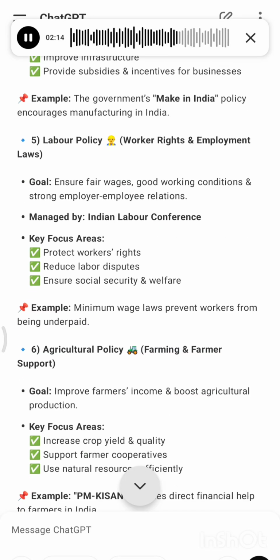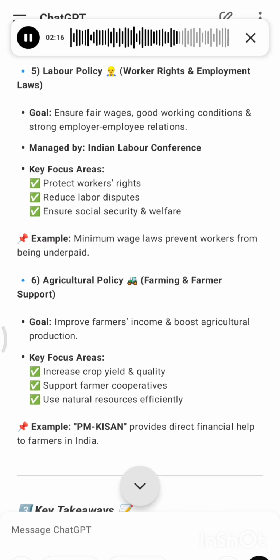5. Labor policy: worker rights and employment laws. Goal: ensure fair wages, good working conditions, and strong employer-employee relations. Managed by the Indian Labour Conference. Key focus areas: protect workers' rights, reduce labor disputes, ensure social security and welfare. Example: minimum wage laws prevent workers from being underpaid.